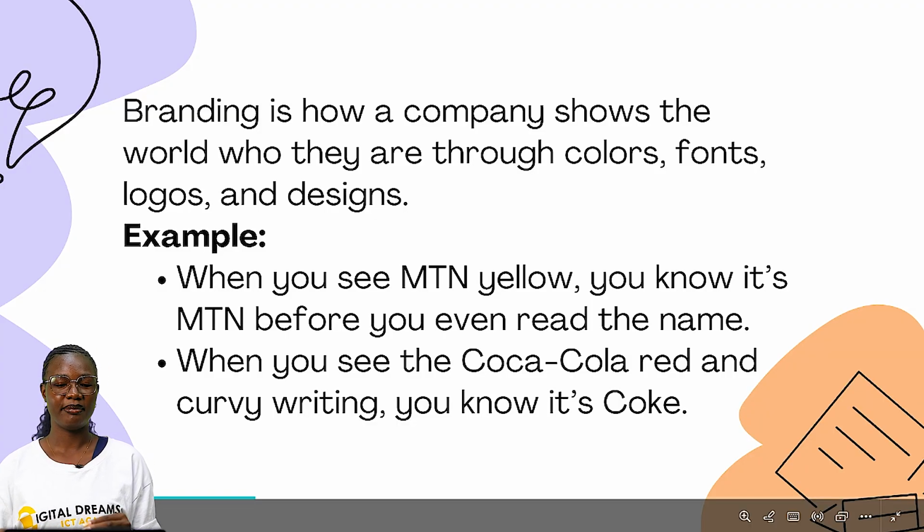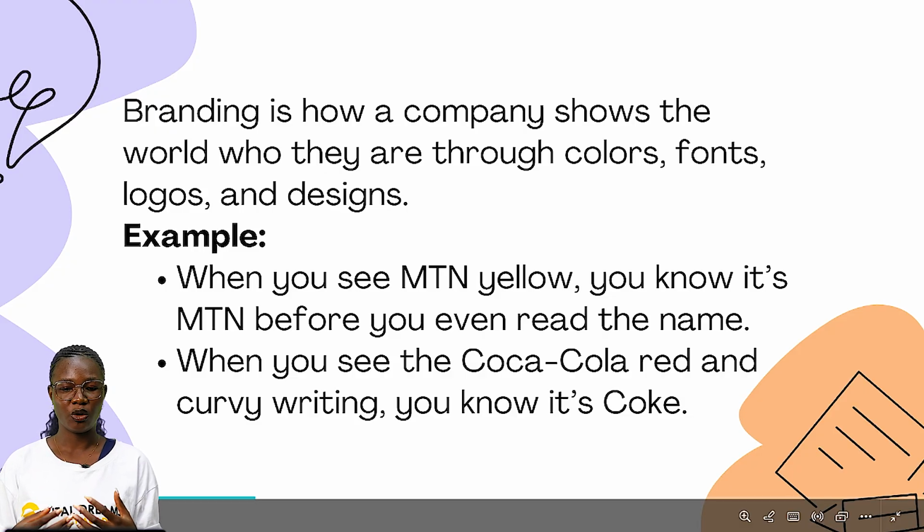For example, when you see MTN yellow, you recognize MTN before you even read the name. If you have seen MTN designs before, you will see that most of them always have the yellow color in them, along with their logo. That yellow color is their brand color. Or when you see the Coca-Cola red and coffee writing, you know it is Coke.